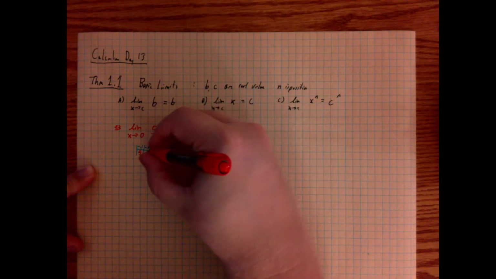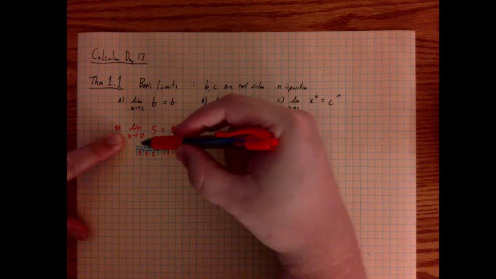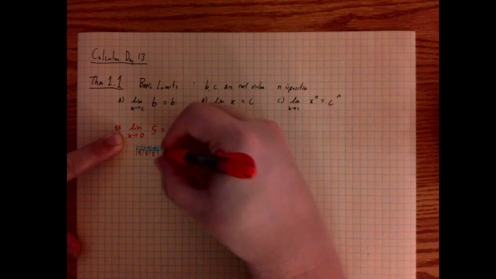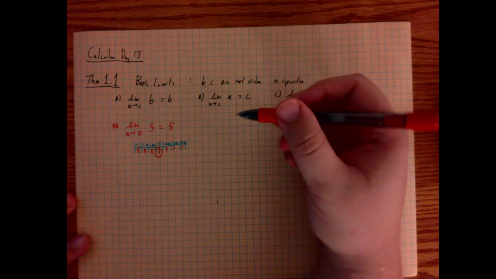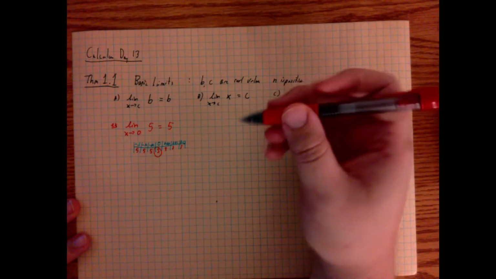When I plug in this number, it's still 5, still 5, still 5. Because plugging in x is 0 doesn't do anything, so the answer is, of course, just 5. And so if you ever see the limit of a number, it is just the number.